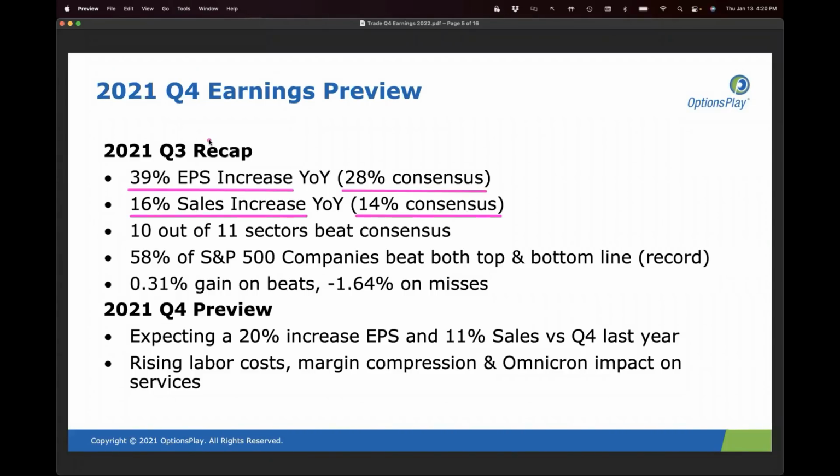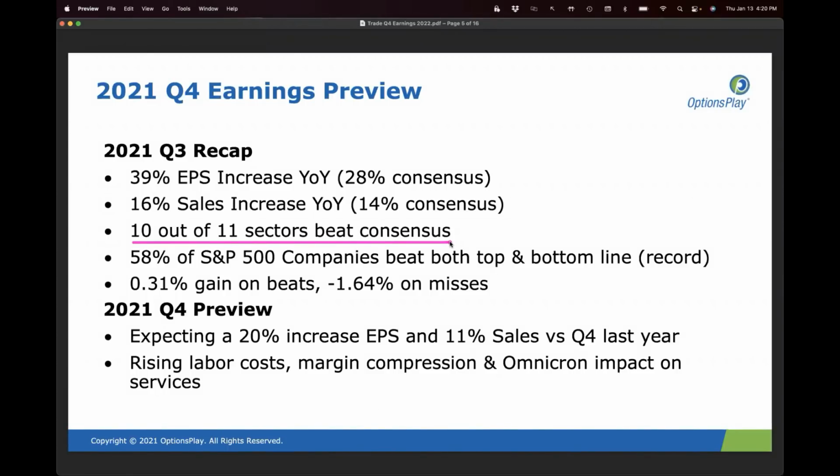16% sales, also a large increase, but compared to a lower base. But the one thing that I will say is that 10 out of 11 sectors beat the consensus on earnings. So this is really a fairly strong quarter that we saw last quarter.